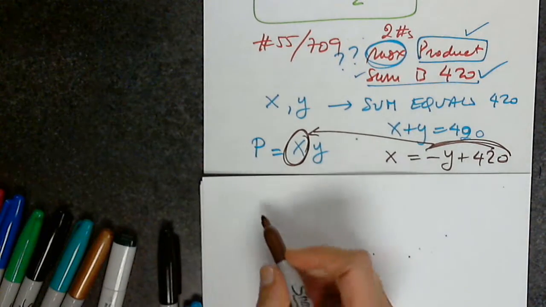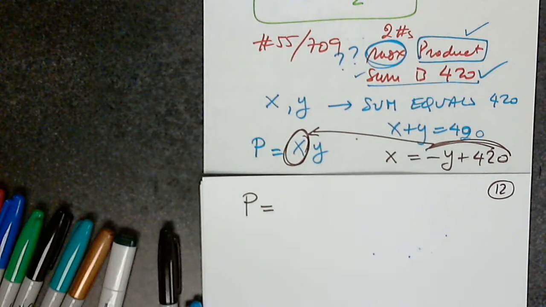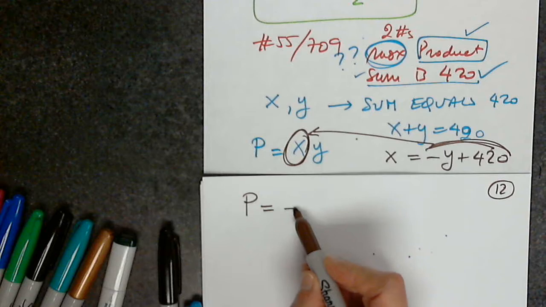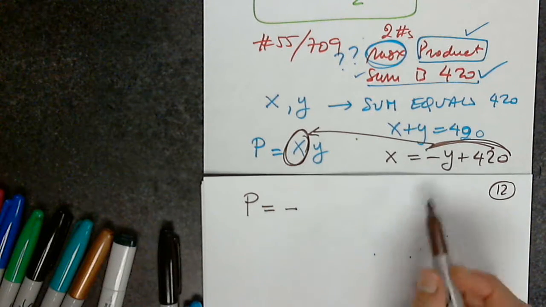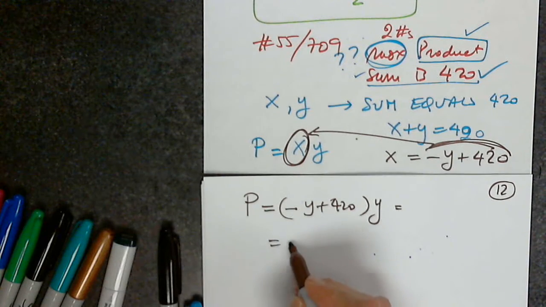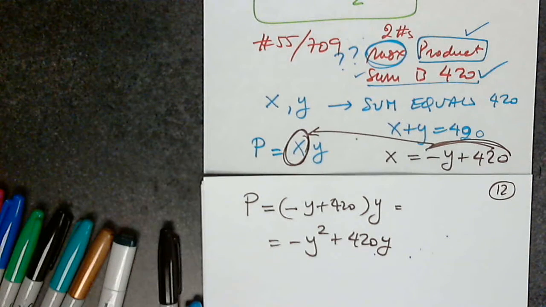And now this is a function that is quadratic, but I don't have it yet. So can anyone dictate? Plus 420, so for everyone to see, times y. And yes, negative y squared plus 420y. Remember, it's important to keep everything in descending order for so many reasons. The vertex, factoring, everything depends on descending order.